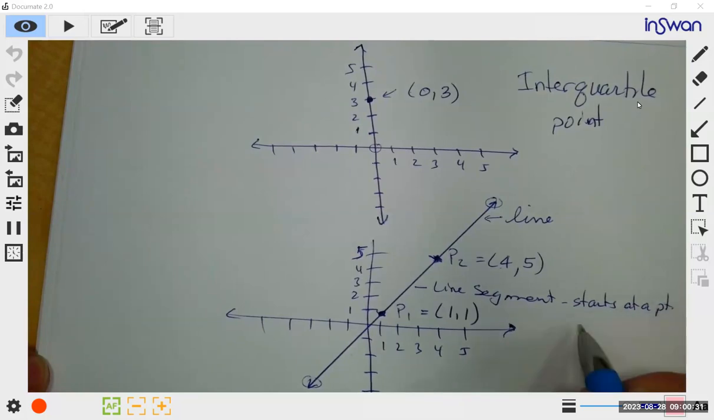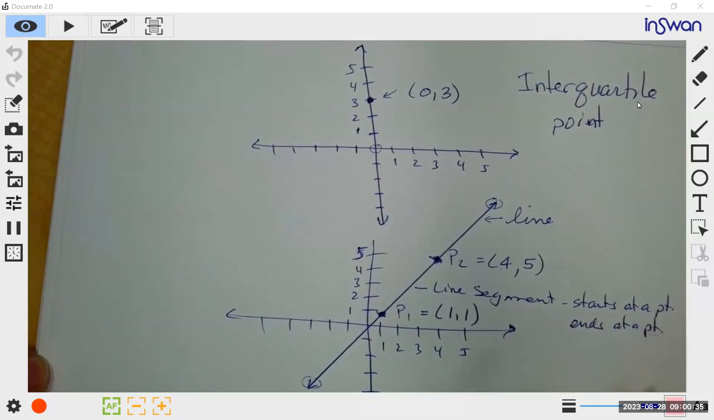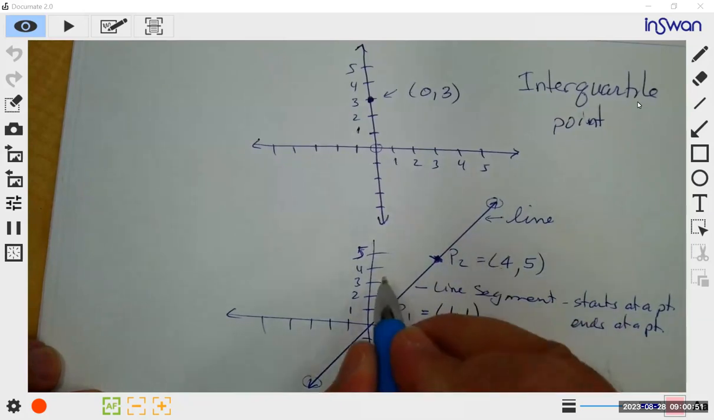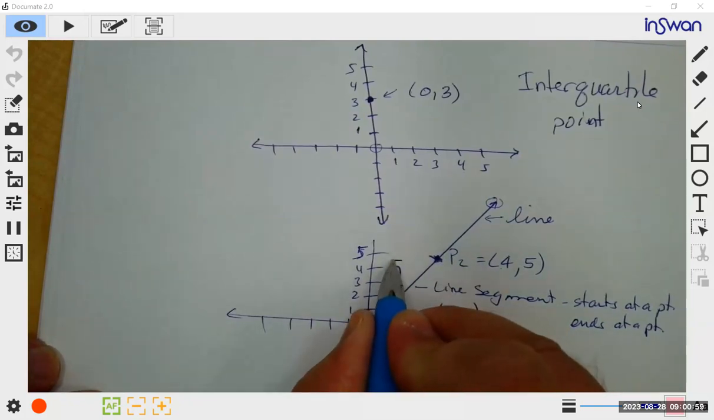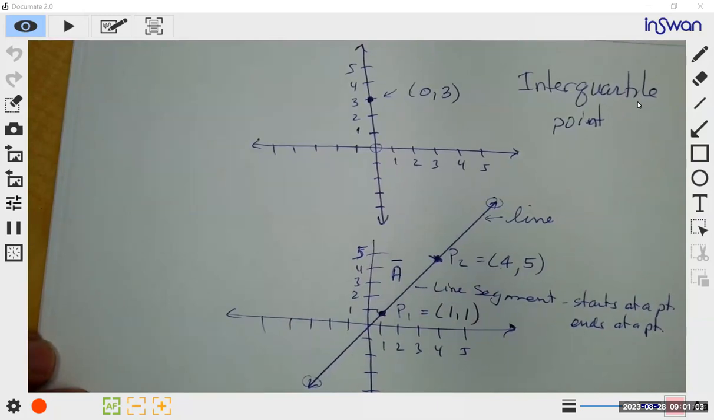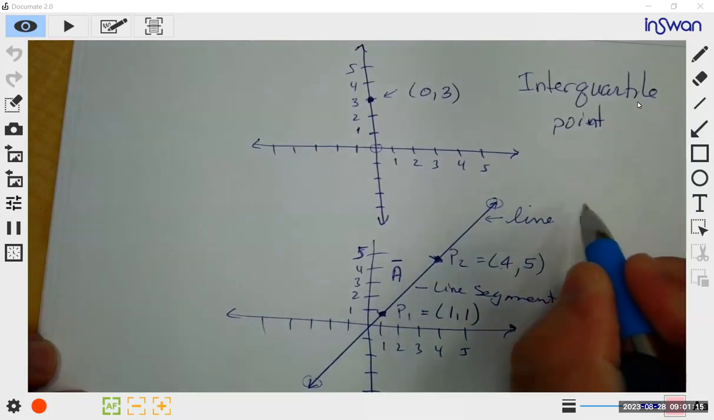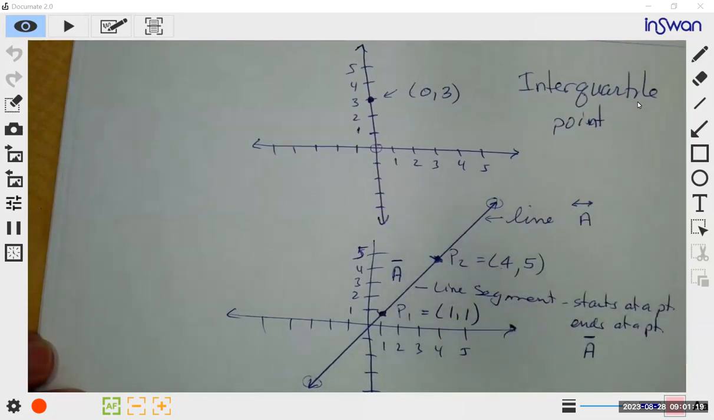It starts at a point and ends at a point. That's a line segment. The way you represent line segments: let's say our line is line A. If you just had a horizontal bar on top, that's a line segment. It starts and stops. A line would be an arrow on both sides, because that tells me it goes on forever in both directions. And since this is just a line segment, it's just a stub.